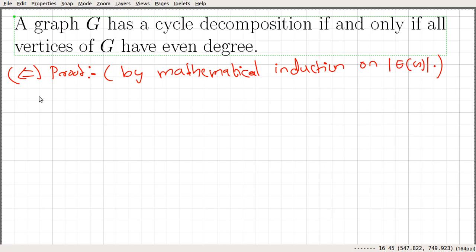So let's consider the basis case. The basis case is when the number of edges is 0. If the number of edges is 0, we have a graph with only isolated vertices, which looks something like this. In this case we have our trivial decomposition, the empty set. Here the cycle decomposition consists of only the empty set. Here we have our trivial cycle decomposition.